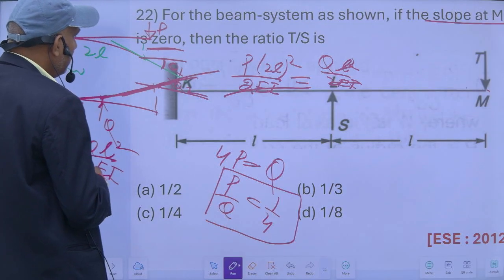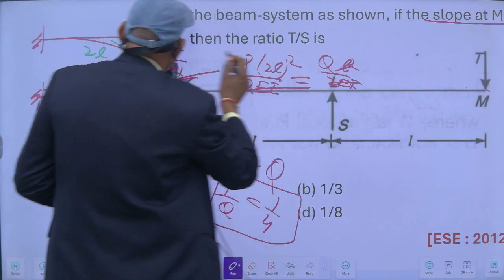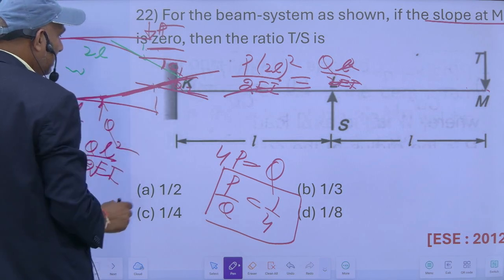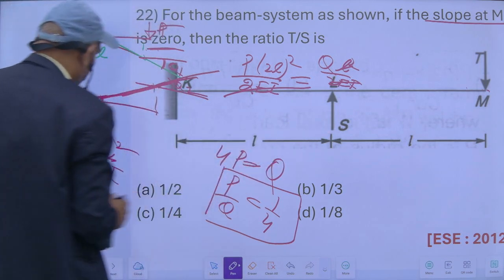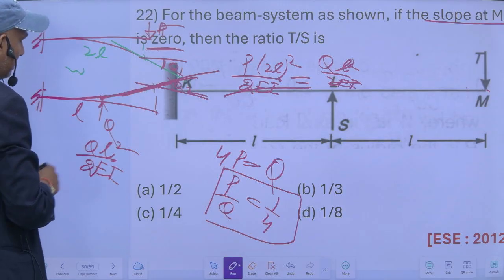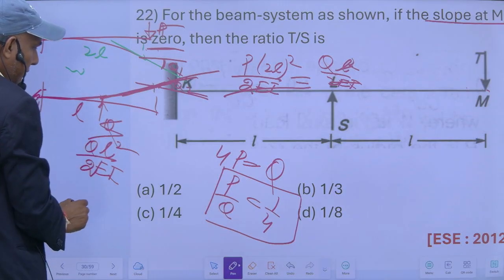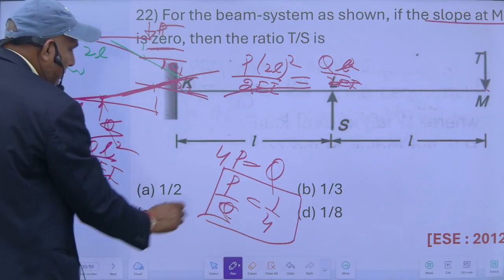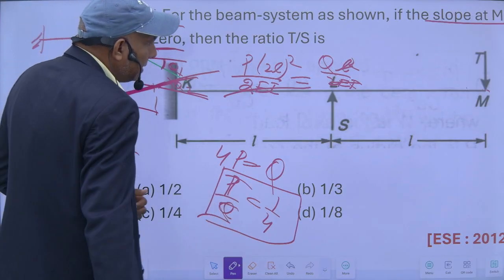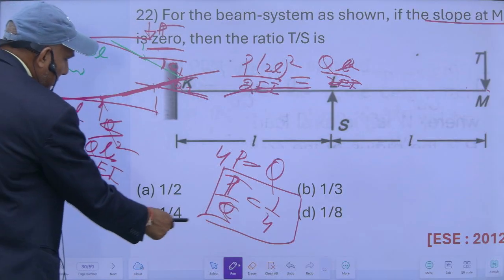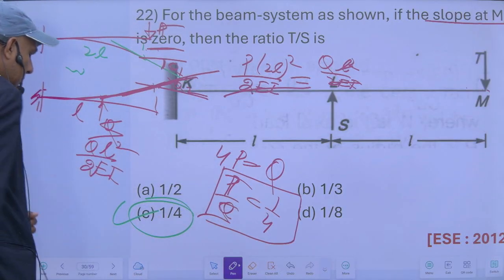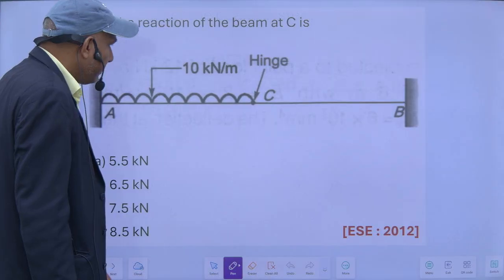Sorry, this is T. Basically, this is T and this is S. So Q will be S and P will be T. So T upon S is equal to 1 upon 4. So this is the right answer.